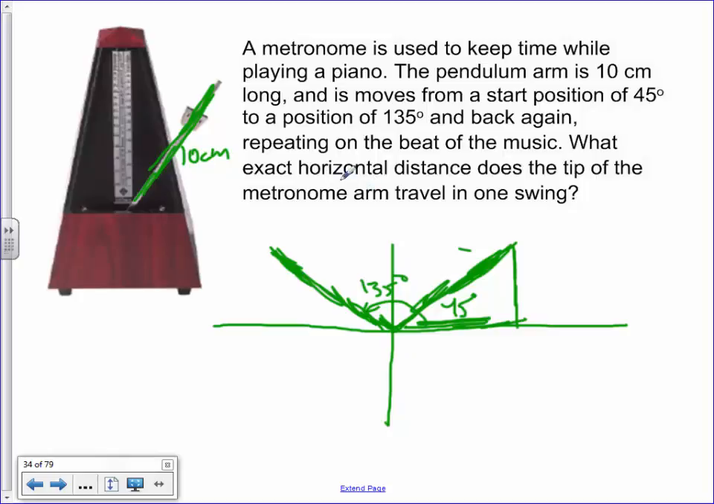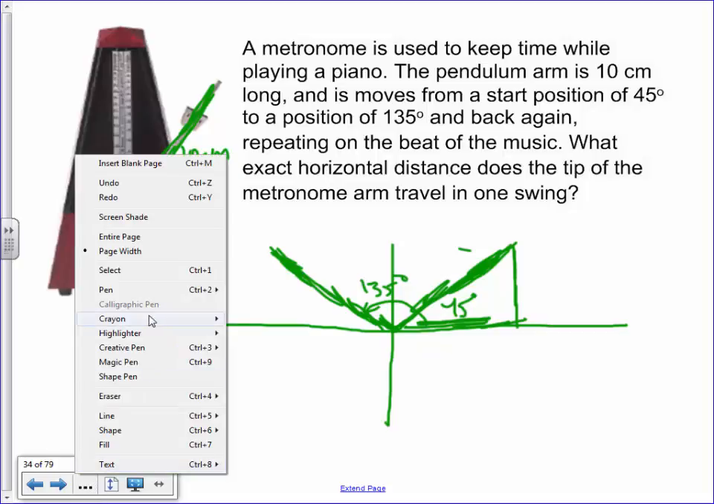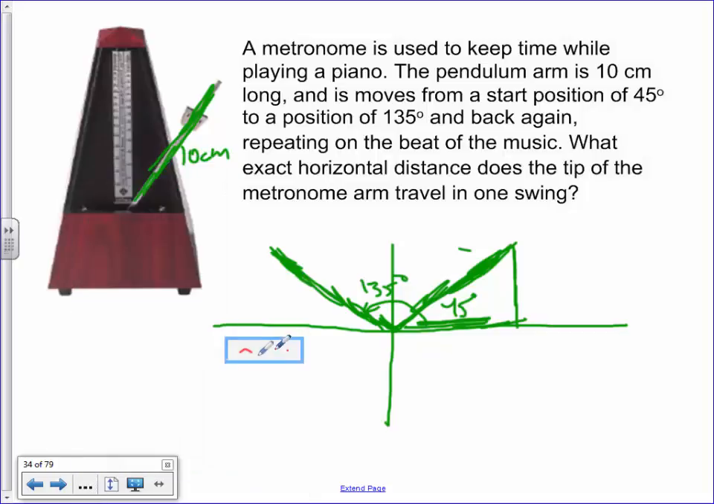My question is, how much horizontal distance does the tip of the metronome swing? What does that mean? Basically, I'm asking you, how far is it from here to there?